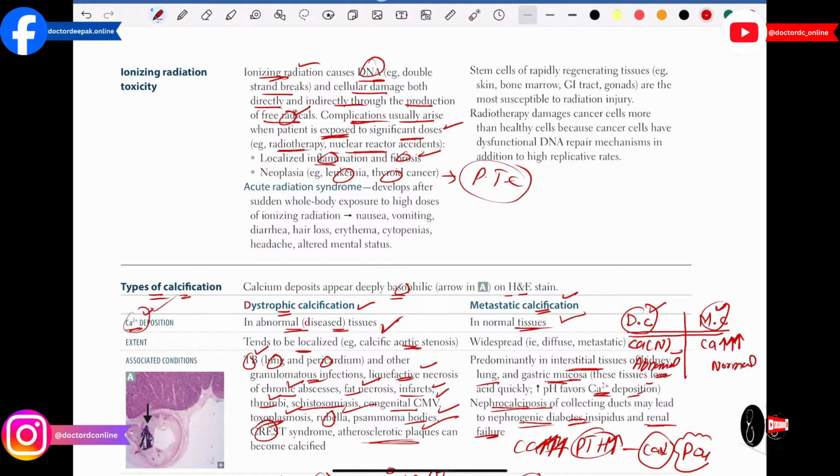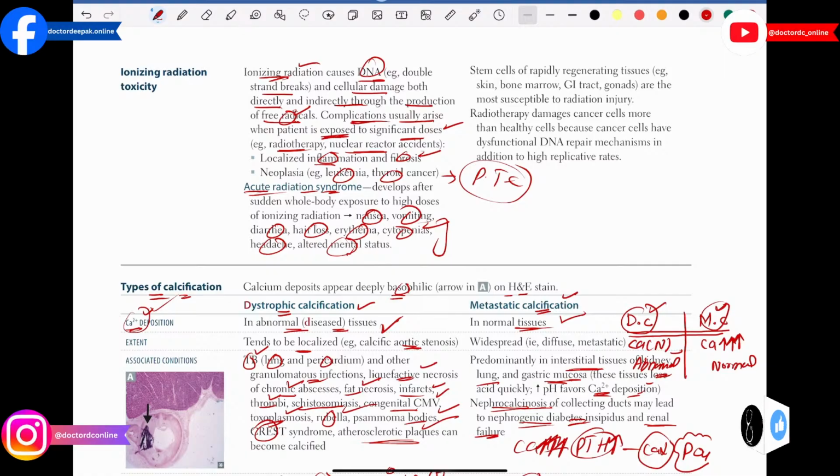Then after that, what is acute radiation syndrome? Basically, it is the complication of radiation that usually develops after the ionizing radiation when you are going to expose your whole body to high doses of ionizing radiation. Then after exposing the body to high doses, you will get nausea, vomiting, diarrhea, hair loss, erythema, redness, cytopenia, headache, and altered mental status.